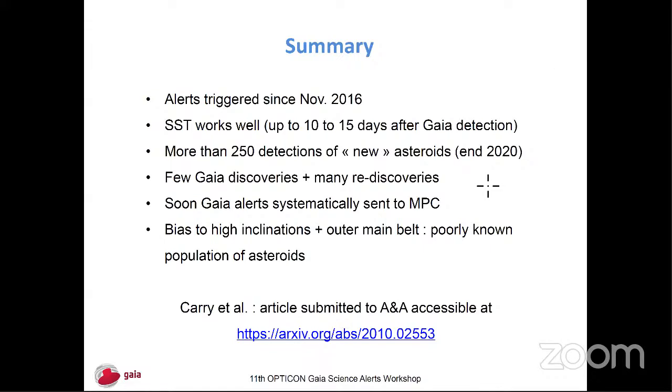And all these results, with much more detail, are in a publication, which is actually only on arXiv, and it's submitted to the Astronomy and Astrophysics journal. So here you will be able to get more details.